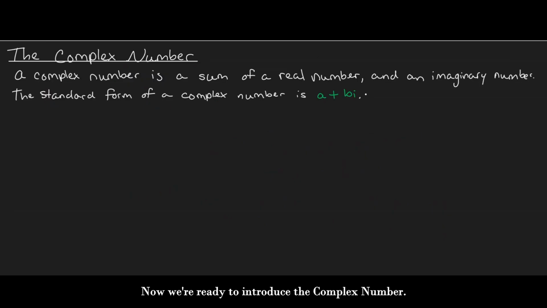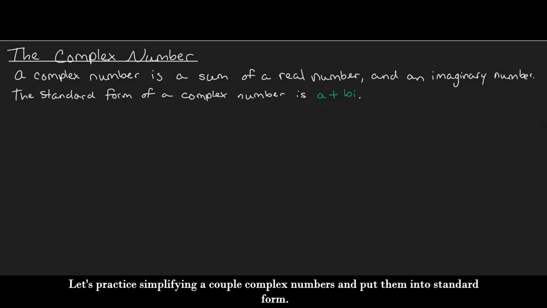Now we're ready to introduce the complex number. A complex number is a sum of a real number and an imaginary number. The standard form of a complex number is a plus bi, where a is the real part and bi is the imaginary part. Let's practice simplifying a couple complex numbers and put them into standard form.